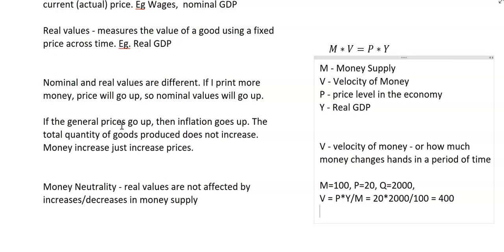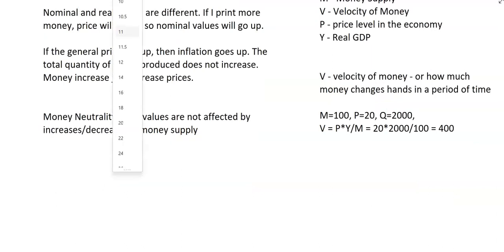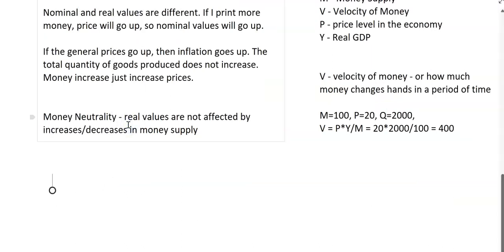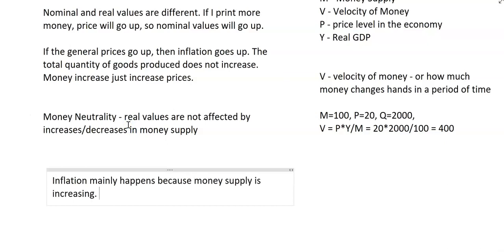We normally think that the velocity of money stays constant over time, but it can also change. It could increase or decrease depending upon how much we use cash. So from here, we can see that almost always inflation happens, that is, an increase in prices. This simple equation tells us that inflation mainly happens because price levels are going up. As money supply keeps on increasing, we see more and more inflation.